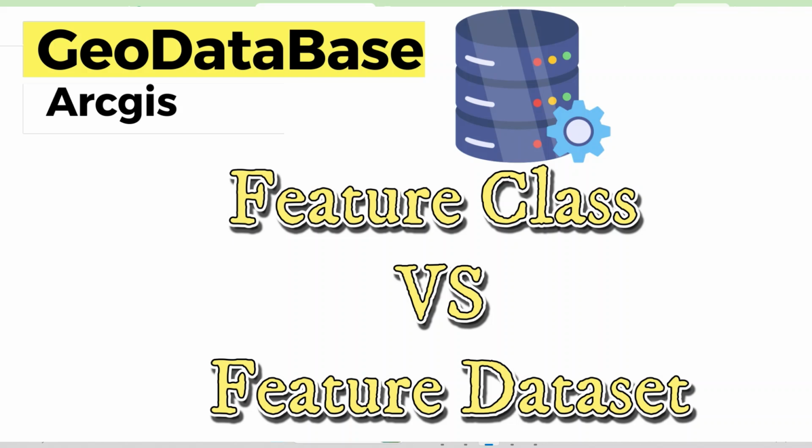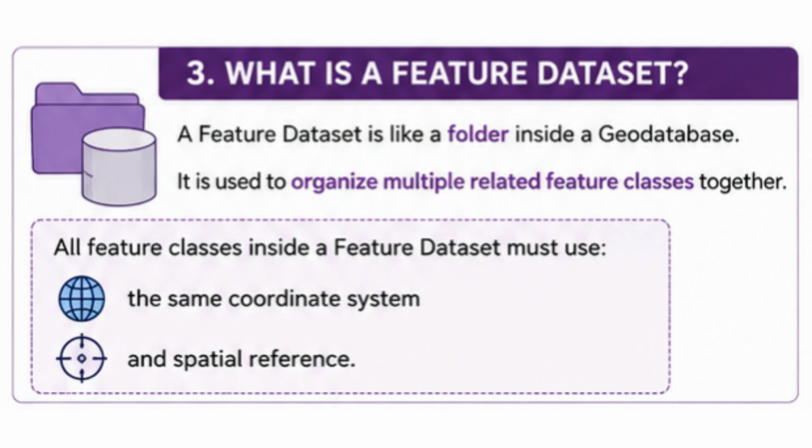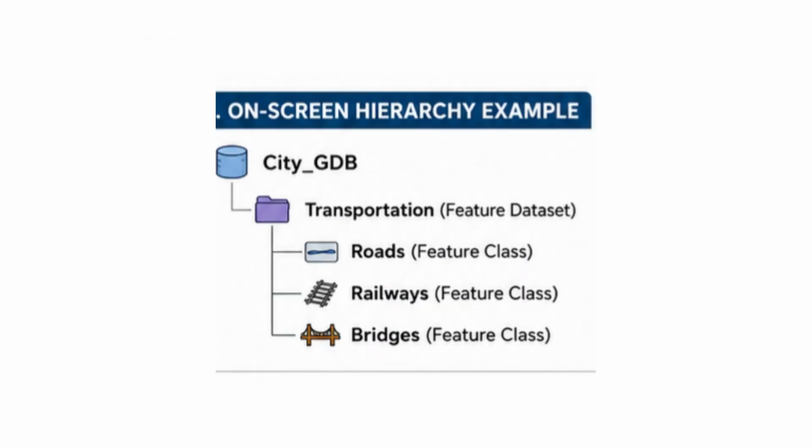Now in this tutorial we will see what is a feature class, what is a feature dataset, how to create them, and what is the main difference between them. A feature class is a collection of similar geographic features, like points, lines and polygons. A feature dataset is actually another folder inside a geodatabase, like a container, and inside that container we will create feature classes.